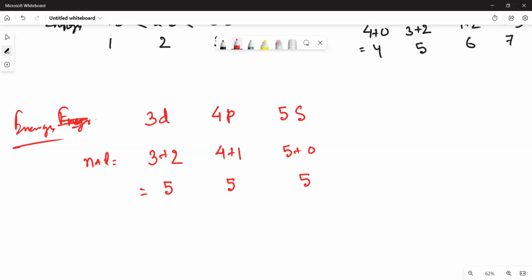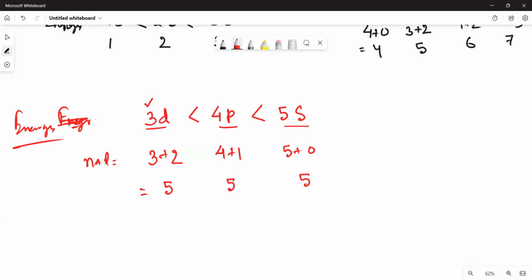So in this case, what will happen? We will think of the principal quantum number. If n plus l values are the same, then the orbital with the lower principal quantum number has the lowest energy. If the principal quantum number is low, it means low energy. So here the energy sequence is like this: the electron will fill first 3d, then 4p, then 5s, right?